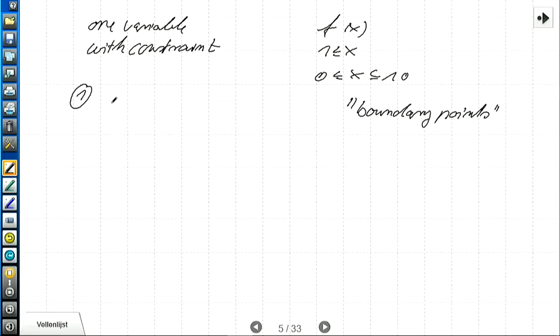So how does the algorithm look like now? It's a bit different. Again, I first solve f'(x) = 0, so I find stationary points. Then I double check whether the stationary points are okay with the constraint. So this is what is new now.